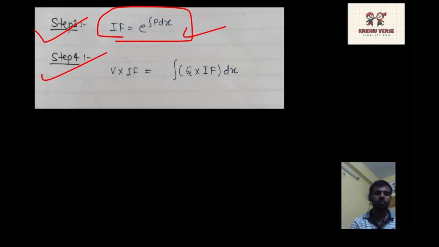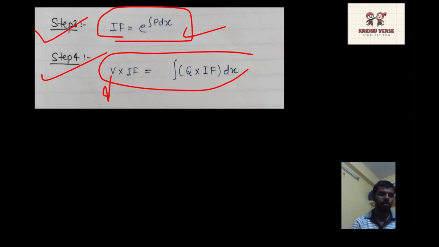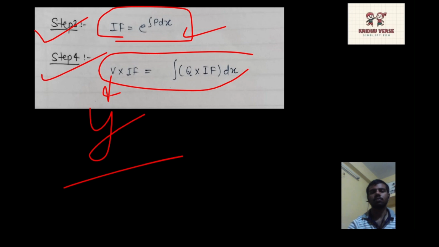Next step 4, it is also per format 1 of the linear differential equation: v into IF equal to integral of q into IF dx. Here we integrate q into IF with respect to dx, and v into IF only. Here y is changing to v. That's it. This v equal to y for format 1. All other things are the same. Remember this thing.